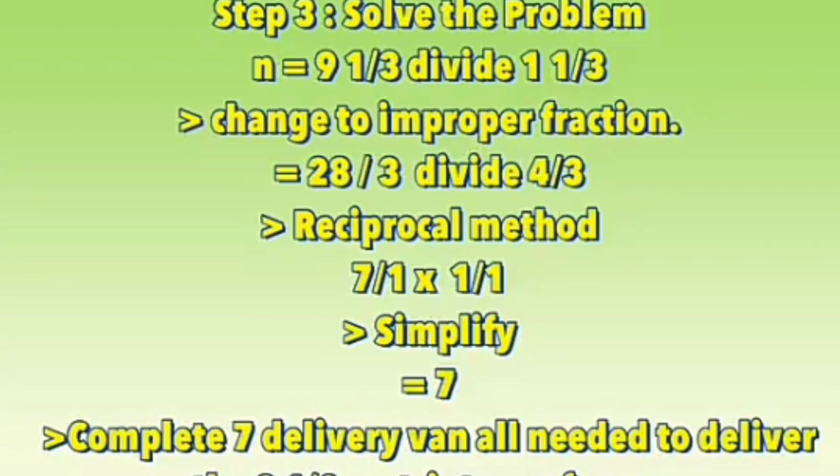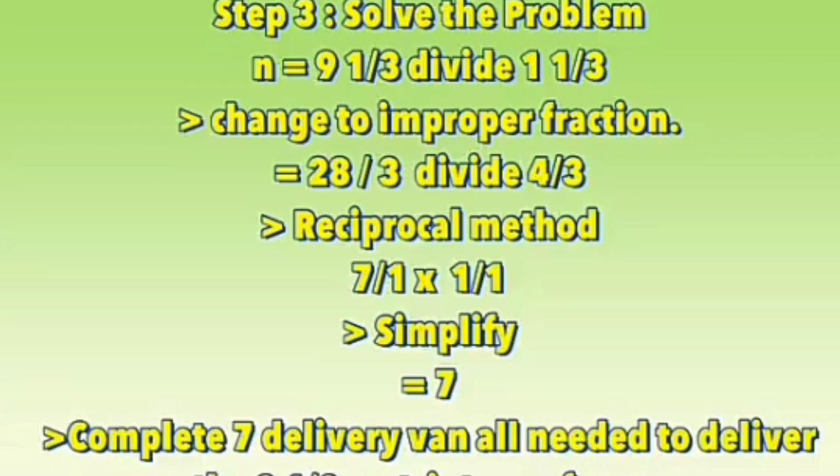Then we're going to simplify. Since we can cancel 3 and 3, we're going to divide immediately, and this method is called cancellation. And then also 28 and 4 we can cancel by dividing by 4. So it becomes now 7 times 1 equals 7. Then 1 times 1 equals 1. So therefore 7 over 1 is equal to 7. So our complete answer is 7 delivery vans are needed to deliver the 9 1/3 metric tons of corn.